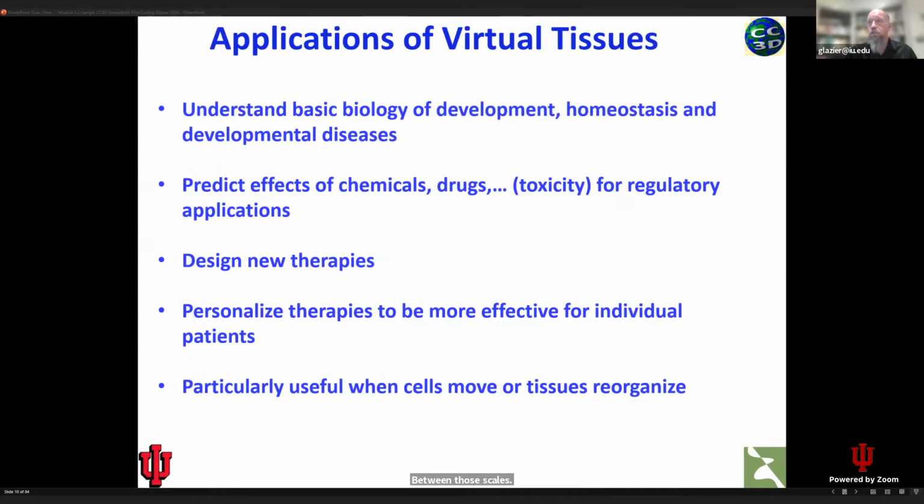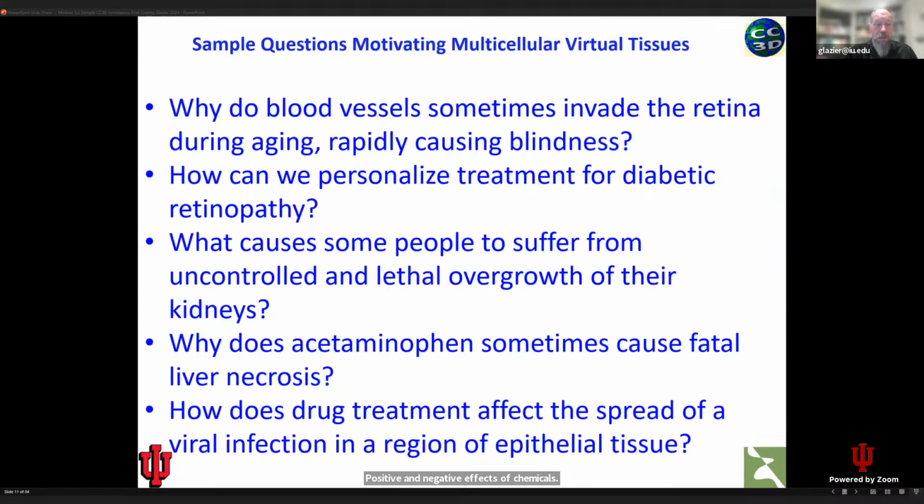We could use virtual tissues to understand basic biology, predict positive and negative effects of chemicals, design therapies, and so on. Some examples of this, and I'm going to run through very quickly some examples using CompuCell, would be: why do blood vessels, which normally are behind the retina, sometimes invade the retina as you get older, causing blindness? Could we optimize therapies for diabetic retinopathy? We did a blood vessel simulation earlier. Those blood vessel simulations are actually quite powerful in a medical context.